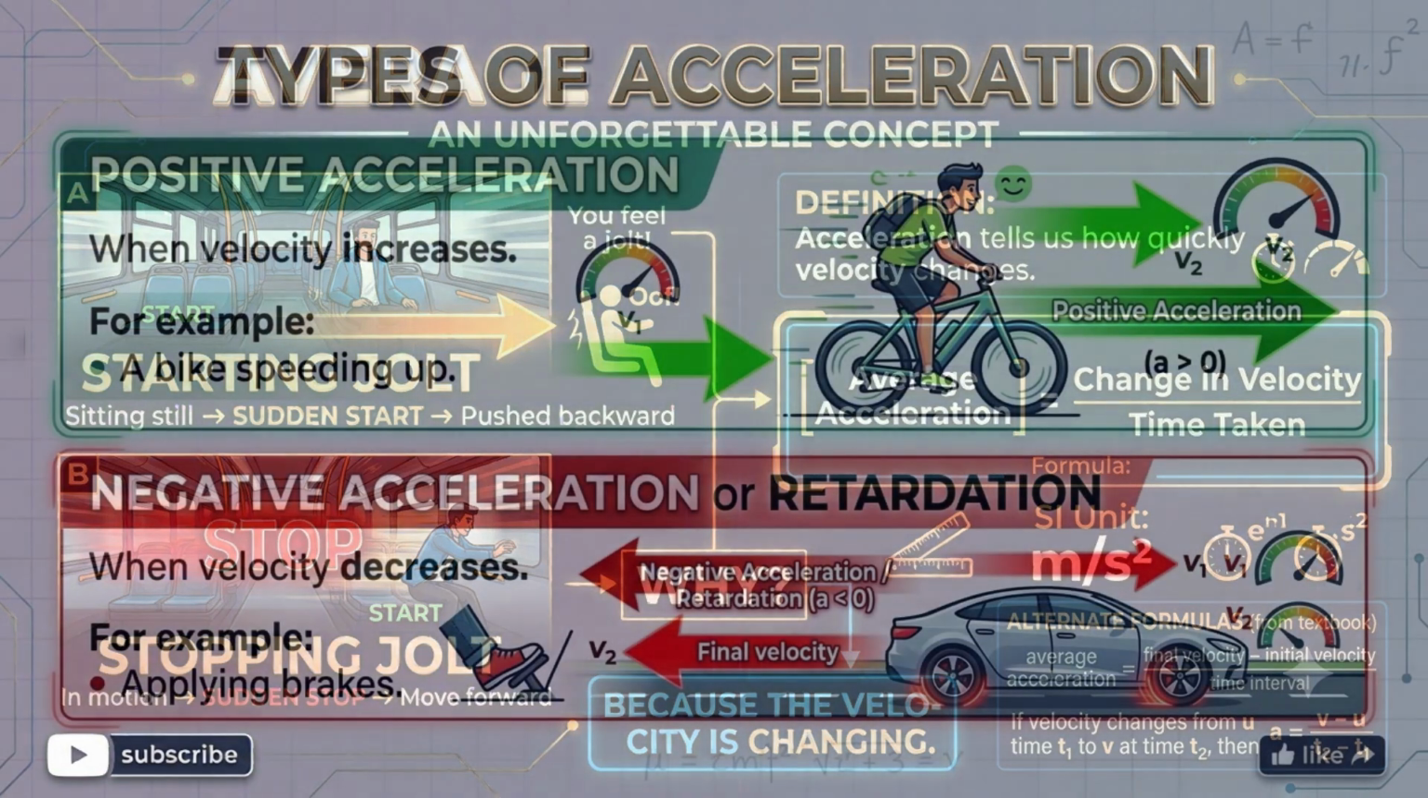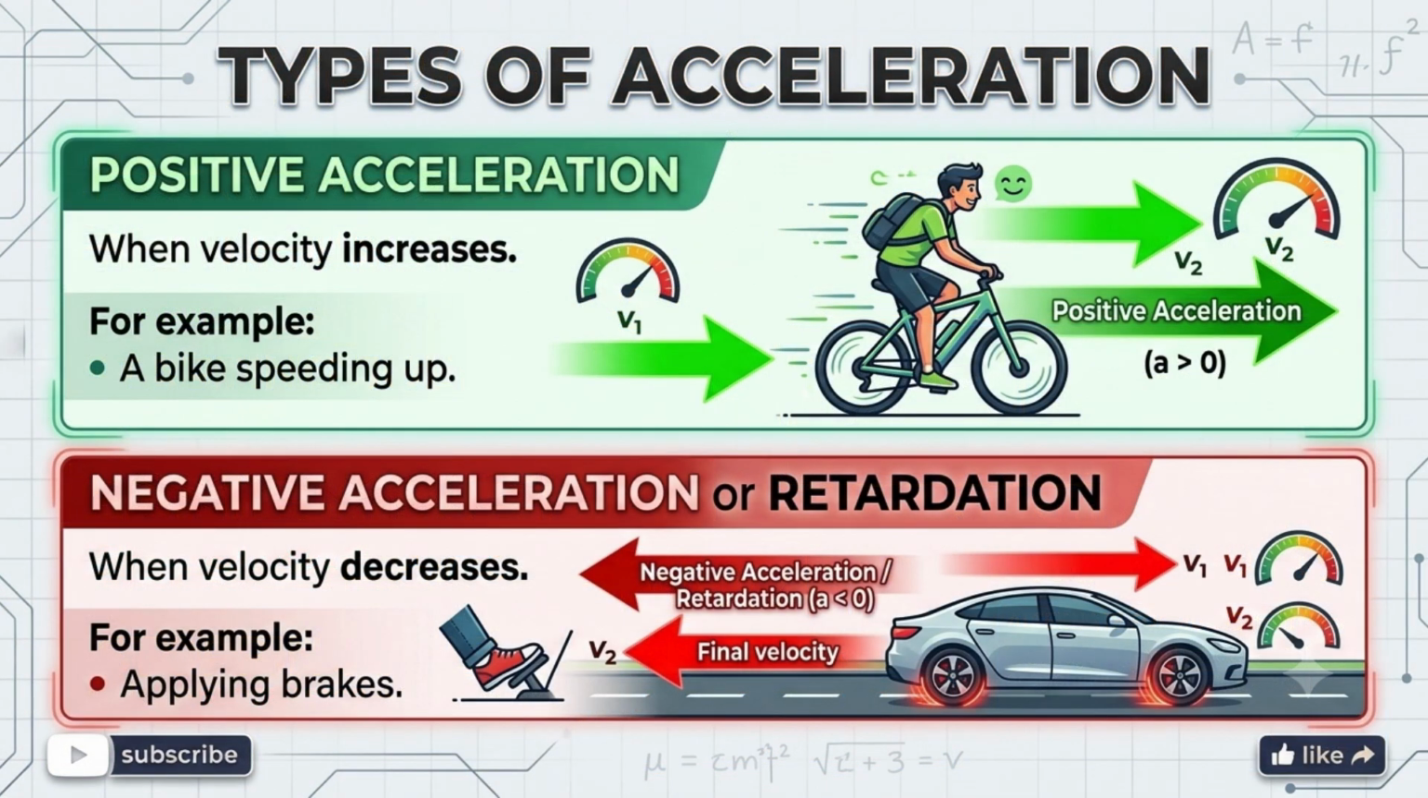Now, let's look at the two sides of the same coin. Positive and negative acceleration. First up, we have positive acceleration. This happens whenever an object's velocity increases. Think about riding a bicycle. The moment you pedal harder and start speeding up down the street, you are experiencing positive acceleration.